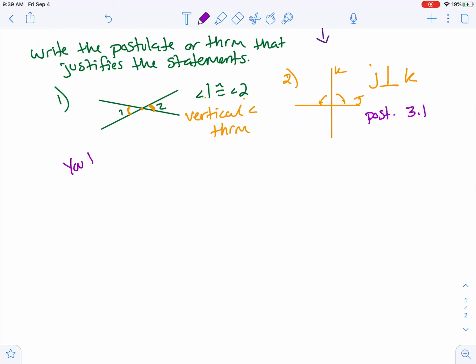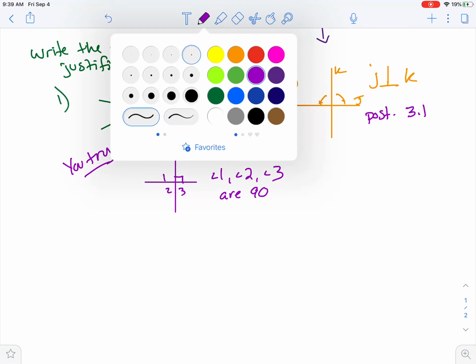Okay, I want you guys to try this next one. Okay, so here is your lovely picture. 1, 2, 3. So angle 1, angle 2, and angle 3 are 90. Why can you say that? Go ahead and pause the video and try that.